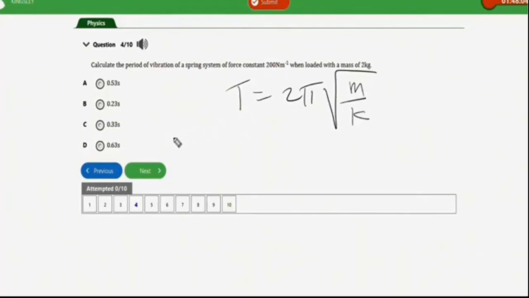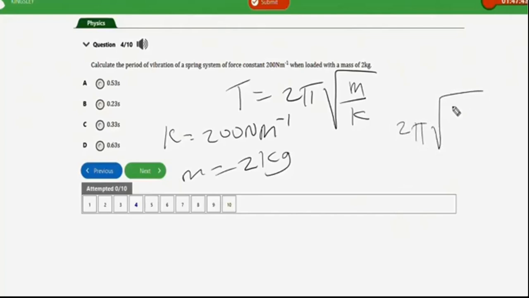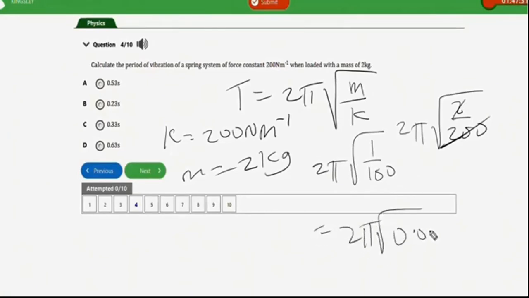So in this question, we have the spring constant K to be 200 Newton per meter and we have the mass to be 2 kg. We are looking for the period, so it's going to give us 2 pi square root of 2 over 200. So when you cancel this, you are left with 2 pi square root of 1 over 100. This is the same thing as 2 pi square root of 0.01. And square root of 0.01 is the same thing as 0.1.